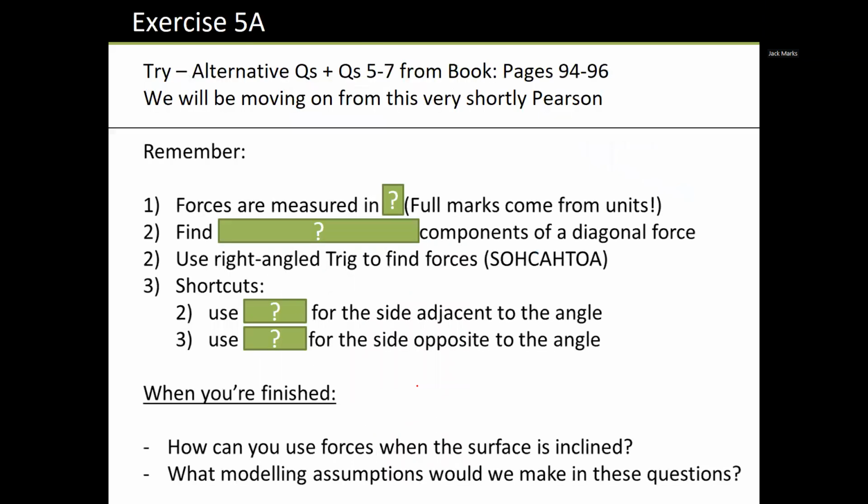So you're now ready to have a go at the exercises related to 5A. And really the theme of what we've been doing here is resolving forces, okay? They're measured in newtons. You want to find the horizontal and vertical components. Doing this quickly, opposite being sine, adjacent being cos. Use right-angled triangles, and be careful that you're putting the right angle in the right place. Shortcuts sort of as follows. Over to you.